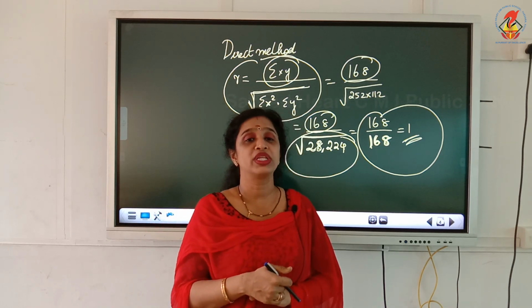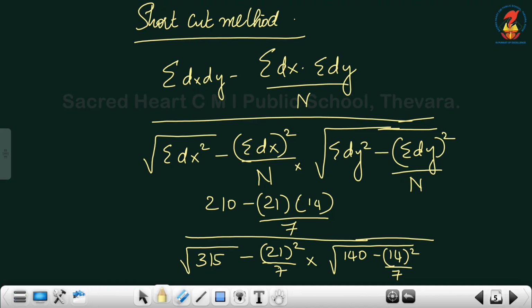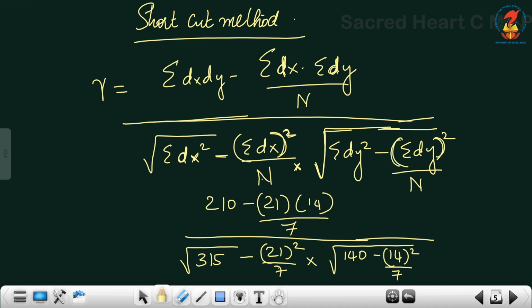Now we will move on to the next method, that is the shortcut method. Now let us see what is the formula of the shortcut method. In the shortcut method, the following formula is used to find out r. r is equal to sigma dx dy minus sigma dx into sigma dy by n, divided by the root of sigma dx square minus sigma dx the whole square by n, into the root of sigma dy square minus sigma dy the whole square divided by n.